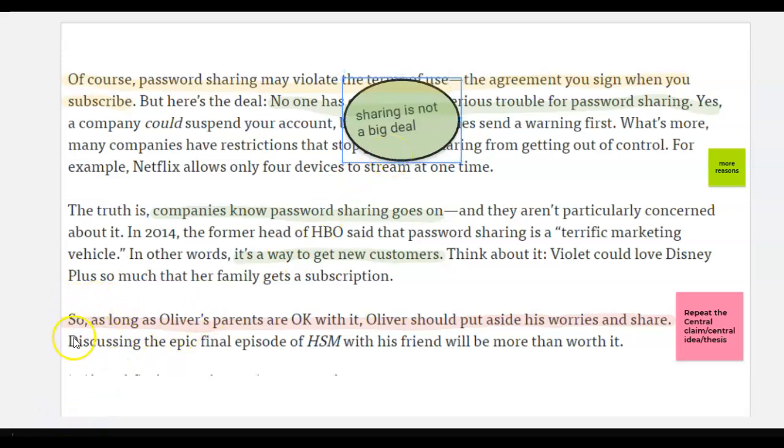Then in the final paragraph, you want to restate the central claim. In this case, "So long as Oliver's parents are okay with it, Oliver should put aside his worries and share his password." In the final paragraph of an argument, you will always restate the central claim.